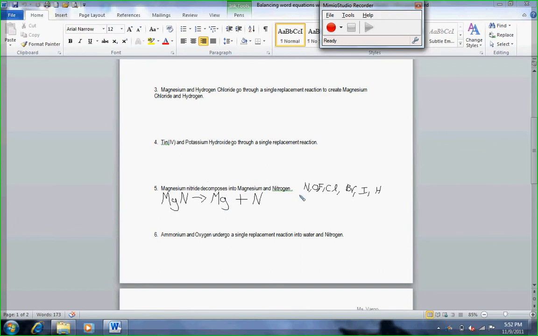Magnesium is by itself, but it's not one of our diatomics. N's by itself, and it is one of our diatomics. We put a little 2 behind it. Next thing we've got to do is balance our compounds. And we balance our compounds through the crisscross method.